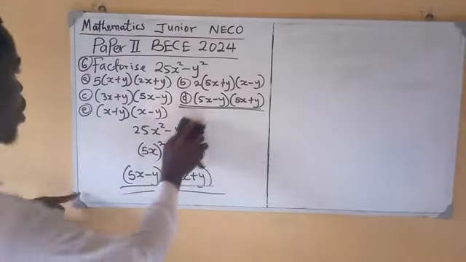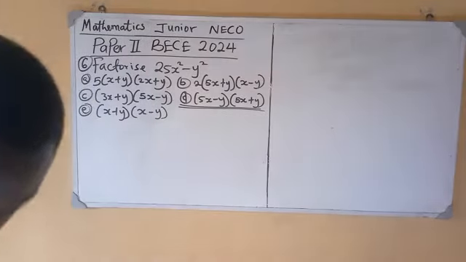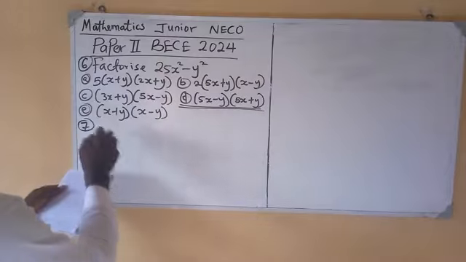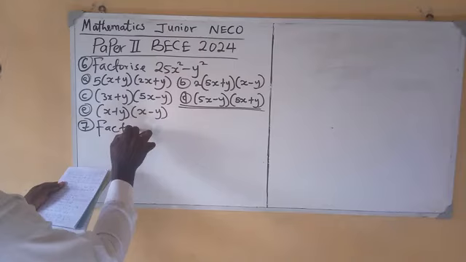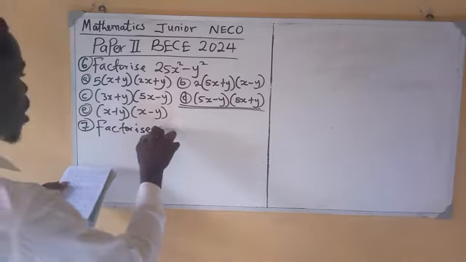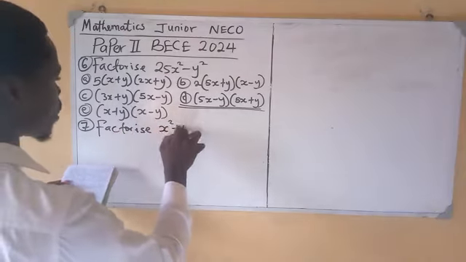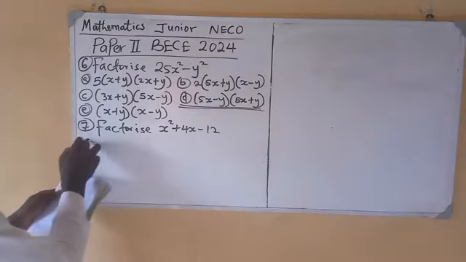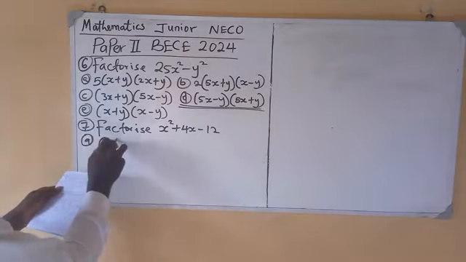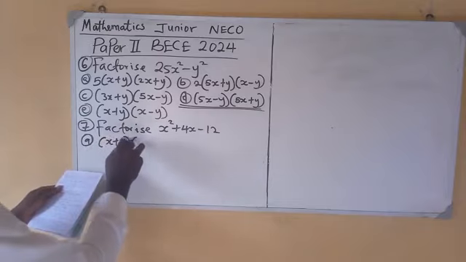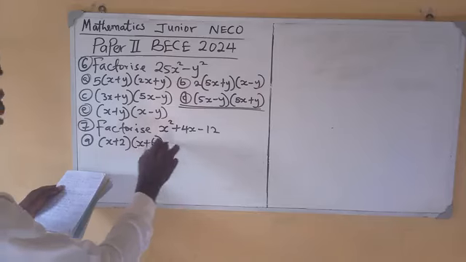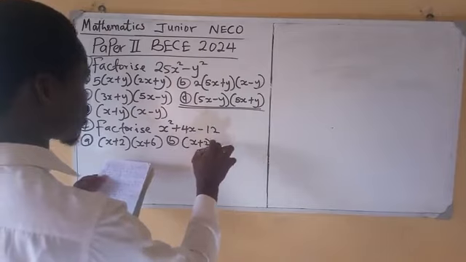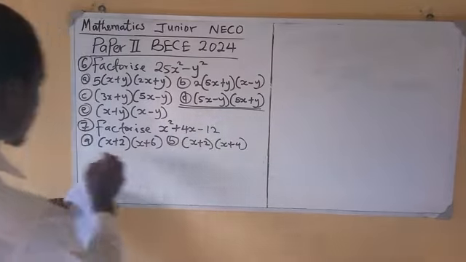So we go to the next question. Question number 7. Factorize x squared plus 4x minus 12. And the options are A, x plus 2, x plus 6. B, x plus 2, x plus 4.